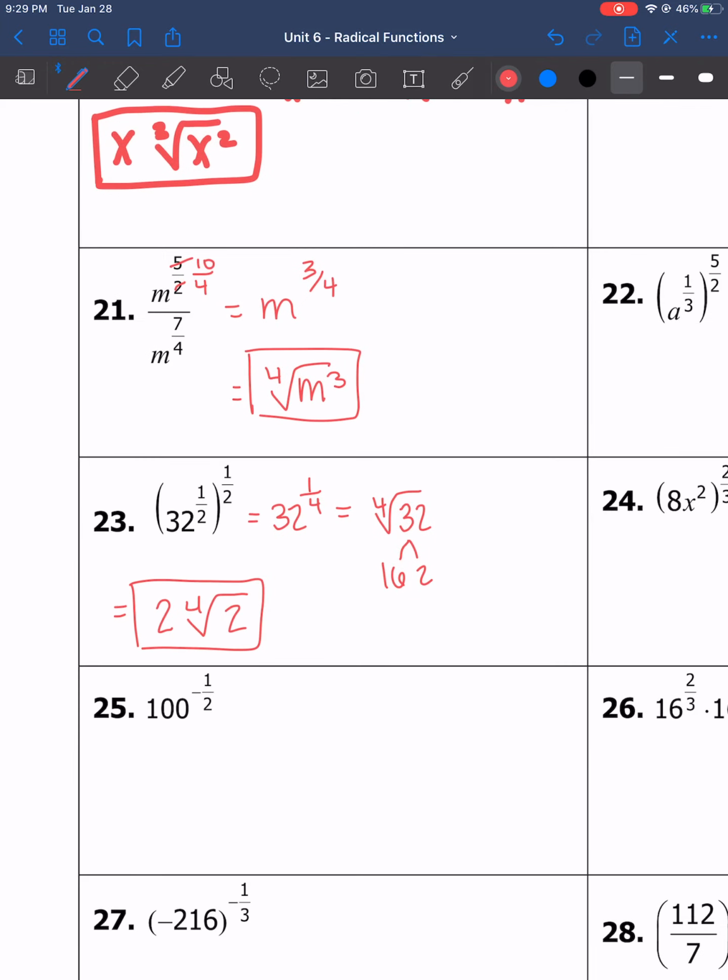What about this negative exponent? I have 100 to the negative 1/2. Well, that means that the negative is going to go on the bottom. So 100 to the 1/2, which is 1 divided by the square root of 100. The square root of 100 is nice, which is 10, so we get 1/10.